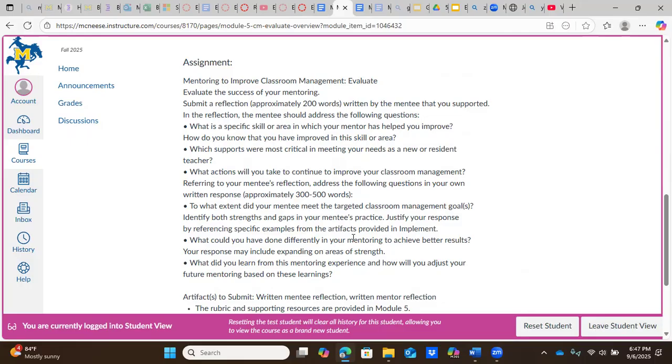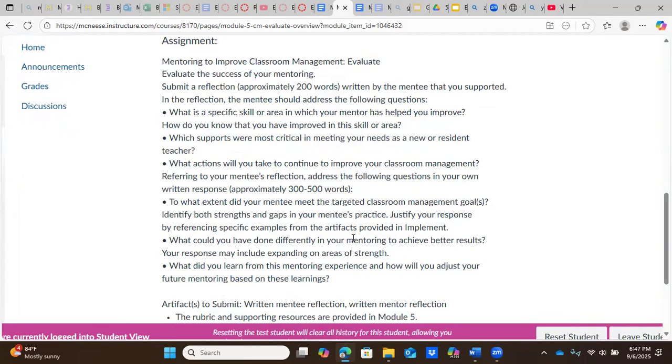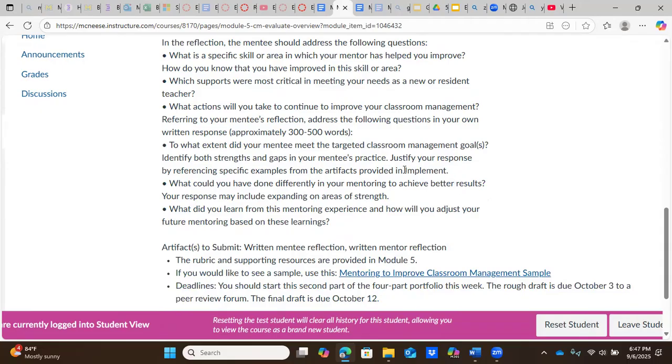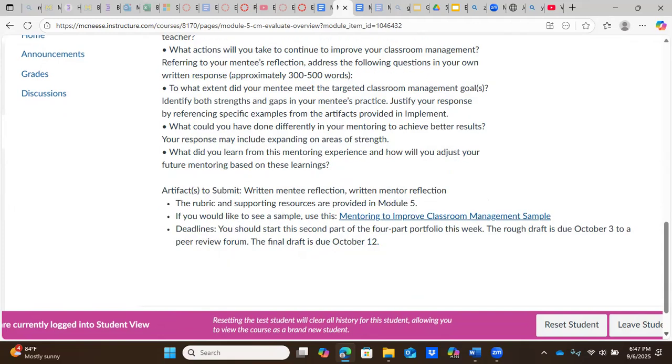To what extent did your mentee meet the targeted classroom management goal or goals? Identify both strengths and gaps in your mentee's practice. Justify your response by referencing specific examples from the artifacts provided in the implement portion of the portfolio. What could you have done differently in your mentoring to achieve better results? Your response may include expanding on areas of strength. What did you learn from this mentoring experience, and how do you adjust your future mentoring based on these learnings?